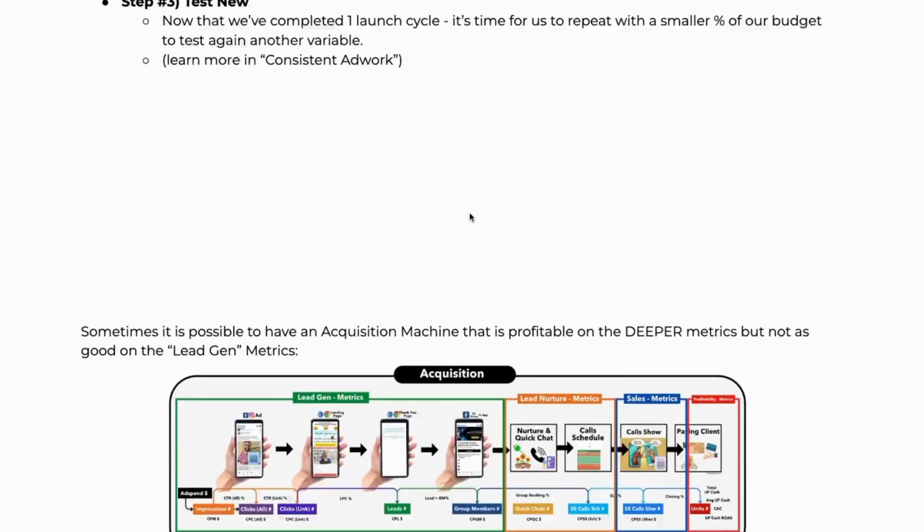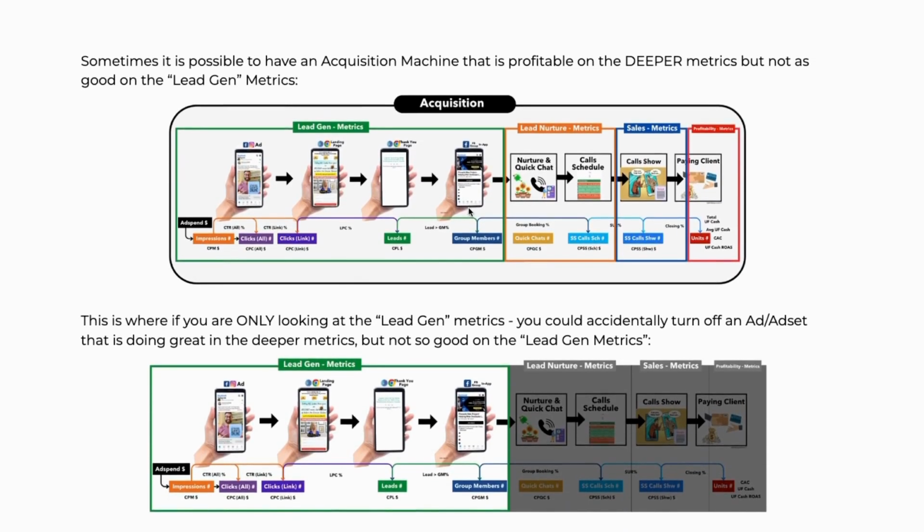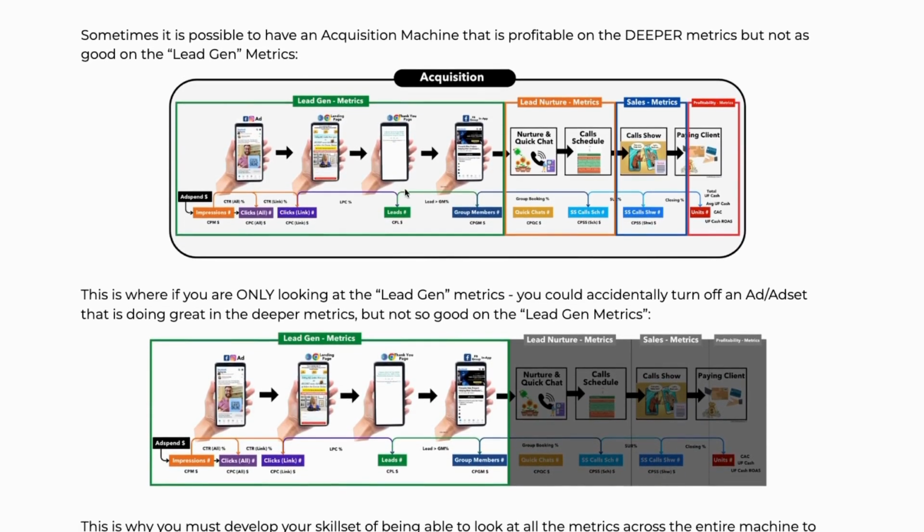Because sometimes it is possible to have an acquisition machine that is profitable on the deeper metrics, but not so good on the lead gen metrics. What do I mean by this? So you might have an ad where the CPC is not that good, the CTR is not that good, the landing page conversion is not that great, the CPL is a little bit high, the cost per group member is a little bit high.